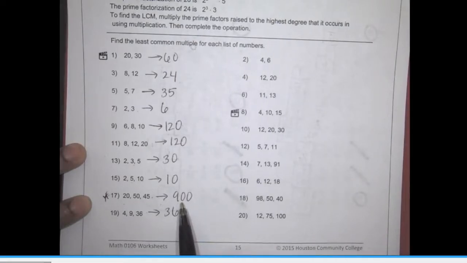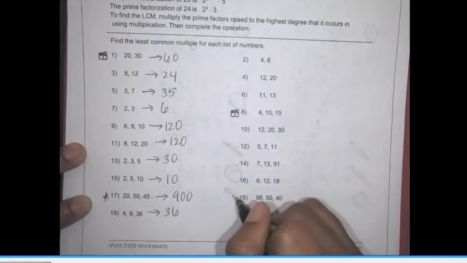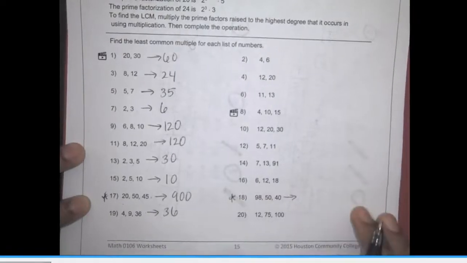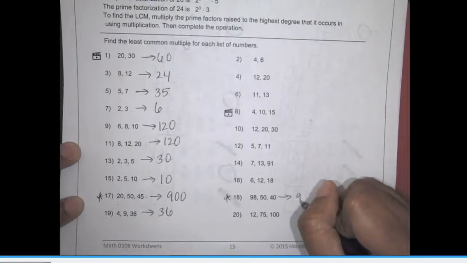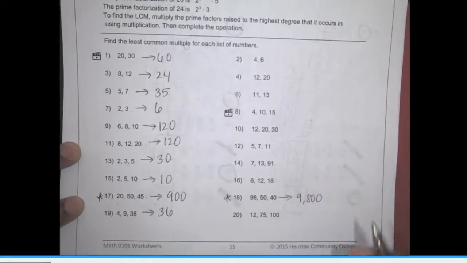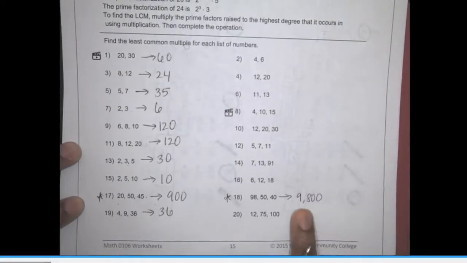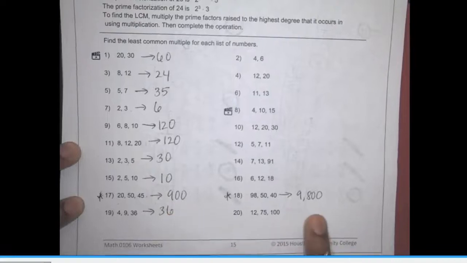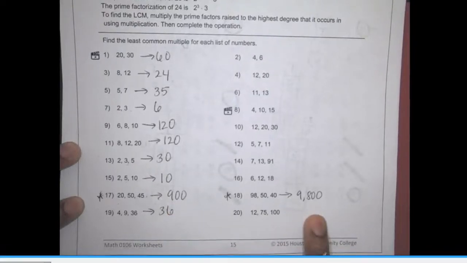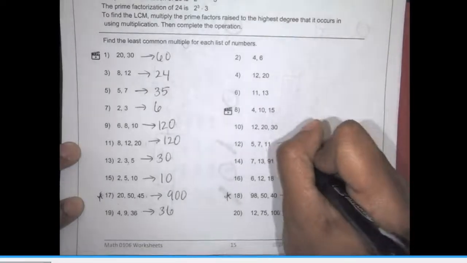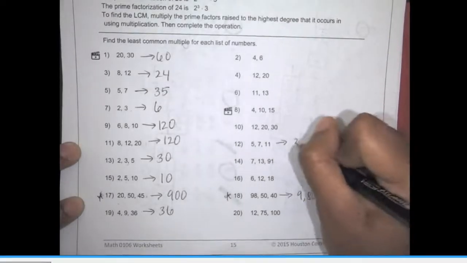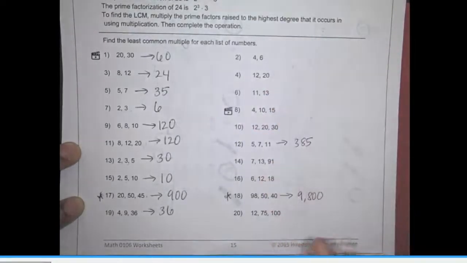Let's see. Oh, for number 18, don't do this one either. For number 18, the answer is huge. It's 9,800 for number 18. So don't do number 18 and number 17. Just fill in the answers. You would just have to be very careful with how you're computing. Okay, and I'm trying to see if there's one more. Number 12, I'll give this one away too, 385. So for the rest of them, do those.